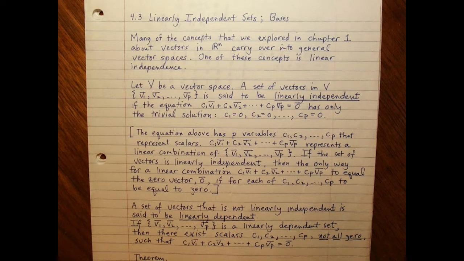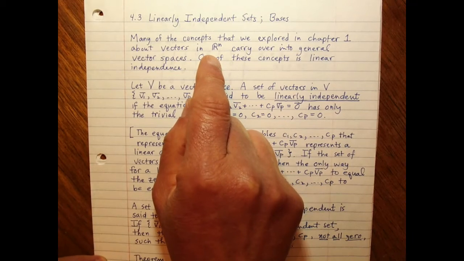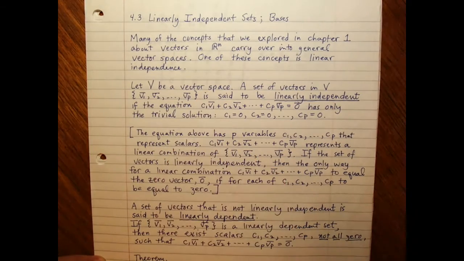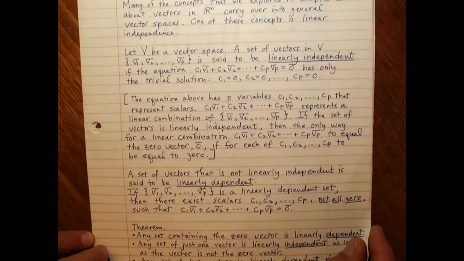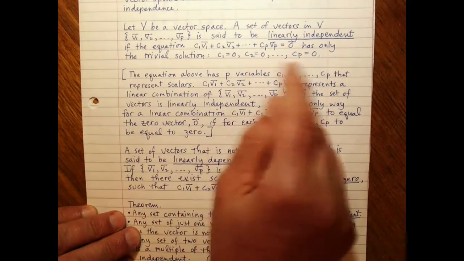So in 4.3, we're actually just going to start by carrying over a lot of concepts that we already talked about in chapter 1. In chapter 1, we applied these concepts to Rn spaces. And these same concepts will carry over to abstract vector spaces. So we're going to just repeat them in the context of an abstract vector space. So first of all, linear independence.